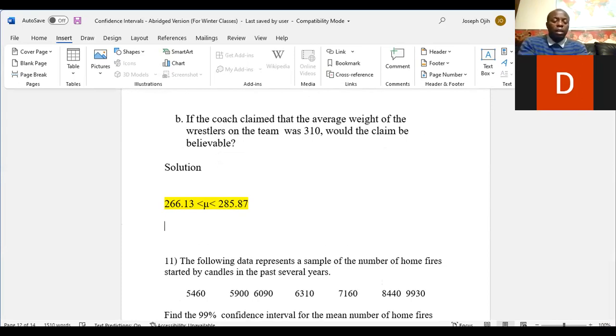So the answer is the claim is incorrect or not believable because 310 pounds falls outside the interval.